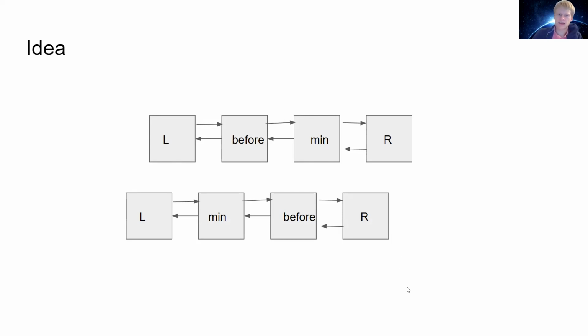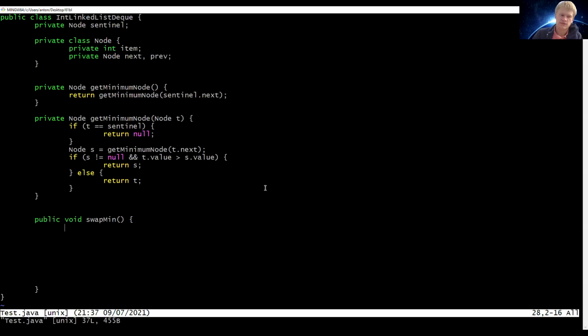Okay, let's get to the actual code. I've given us 8 lines here. The first thing we want to do is probably just go node min equals get, because we have to get the minimum node. Another thing that might be helpful, because we have another line before we start reassigning the arrows, is node before equals min.prev. Okay, we've got that one now.